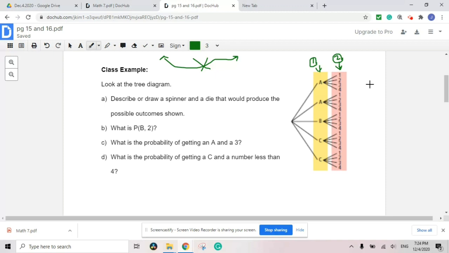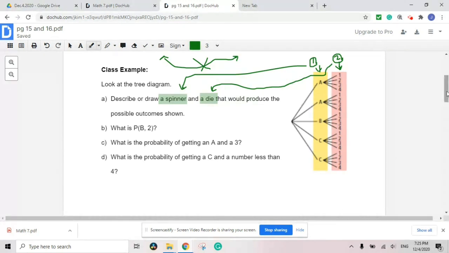So the first part of the problem was asking to describe or draw a spinner and a die that would produce the possible outcomes. The question is saying that one of the events is a spinner and another event is a die. So the first branch that we highlighted over here talks about the spinner. And the die with the numbers is described by this event two, which is the red column over here.